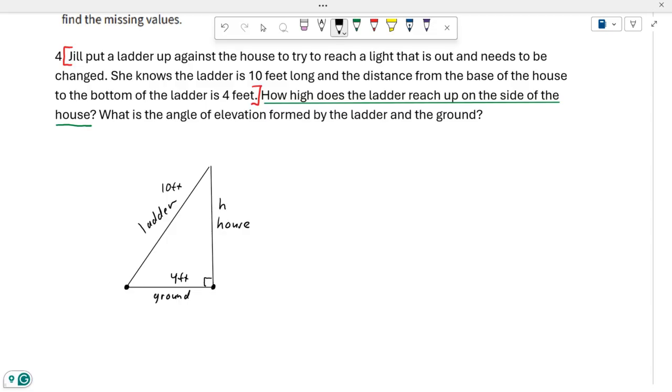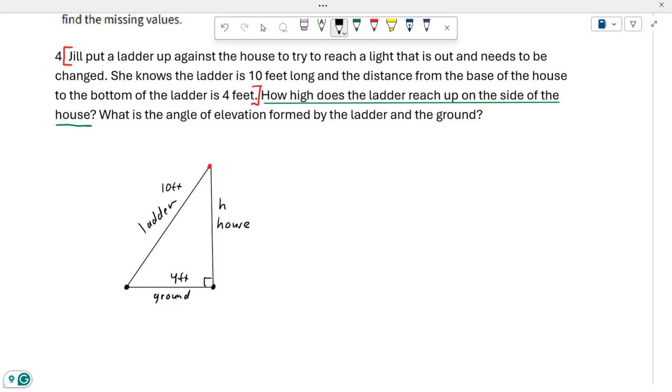Our second question is, what is the angle of elevation formed by the ladder and the ground? We're going to ignore that for a second. Let's just answer the first question, then we'll deal with the second one. So the first question again, how high does the ladder reach up? That is my value for h. It is the vertical distance up the house where the tip of the ladder, right there, meets the house. How high up does it reach?